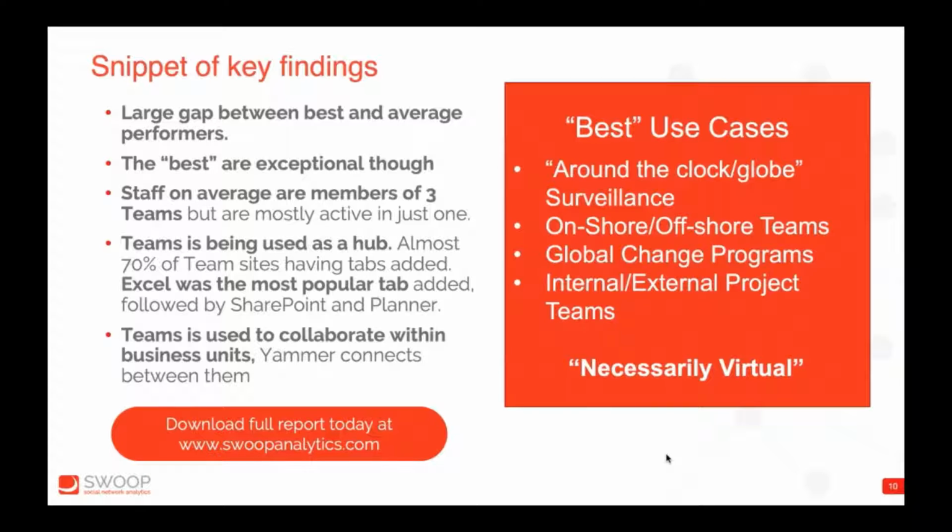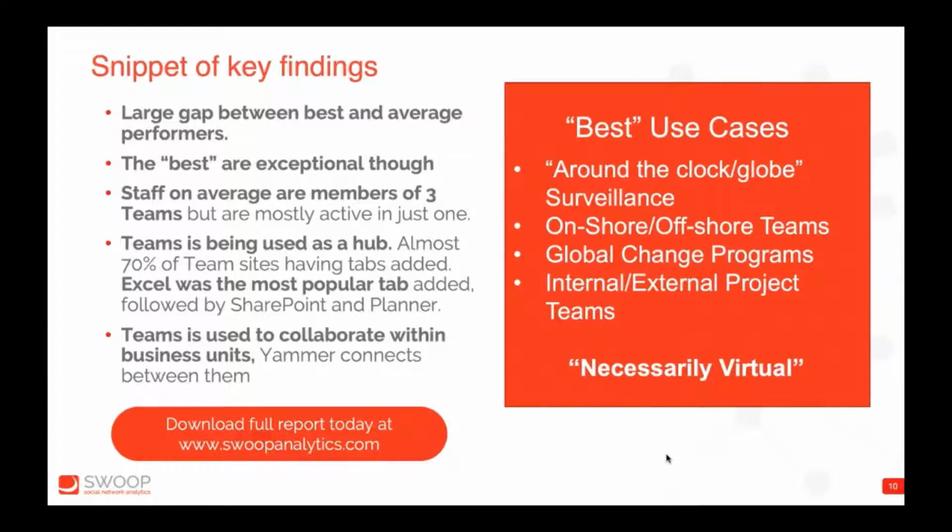So when we ran the numbers, we found almost 70% of the team sites were adding extra tabs. And I think this is actually pretty impressive given how new Teams is. And then the question obviously is, what are those tabs? Interestingly enough, the Excel button was by far the most popular added tab, probably twice as much as the next one after that, which was SharePoint and Planner, split about equally.